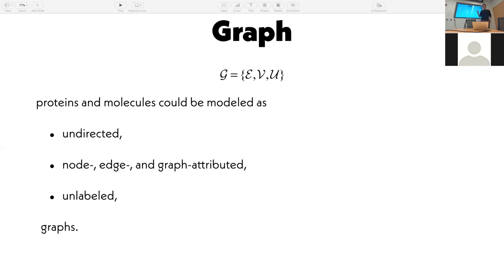So for proteins and molecules, we model them as undirected node, edge, and graph attributed unlabeled graphs. Here it has to be undirected because chemical bonds have a mirror symmetry, so it cannot be directed. With maybe a few exceptions, I guess you can model some kind of complex bonds as directed bonds, but generally speaking, for a single graph, we model them as undirected graphs. And the others are just design choices.